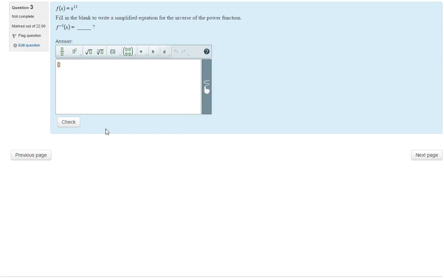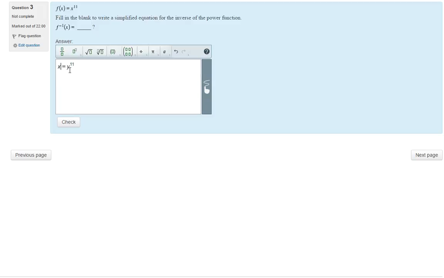Okay, this one's maybe just a little bit trickier. This time we've got a power function, so let's go through the steps. First step, rewrite it in terms of y. So y equals x to the 11th. And now we switch the x and the y. And now we've got to solve for y.